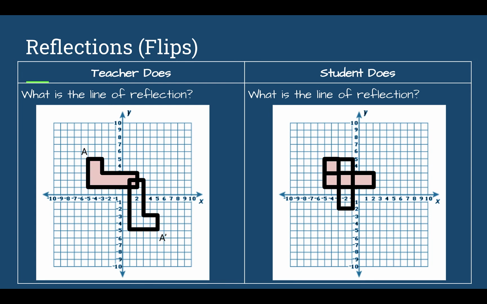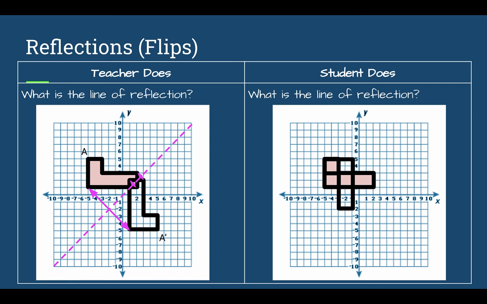Sometimes your reflection might be diagonal. If you come across a situation like this, just know that your line's going to be diagonal. So again, identify points on your pre-image and your image halfway between. So here, I would need to be halfway between those two points. My line would look something like this. It would also be halfway between those two if you wanted to choose others to check. Again, it's halfway between all corresponding points from the pre-image to the image.